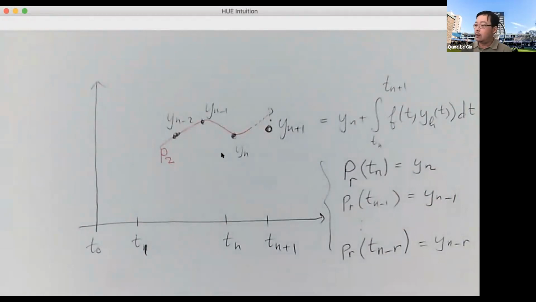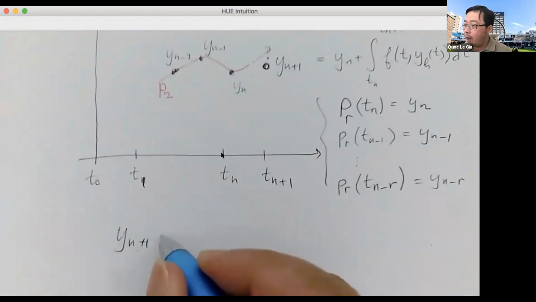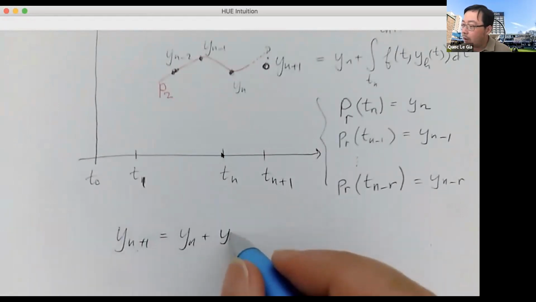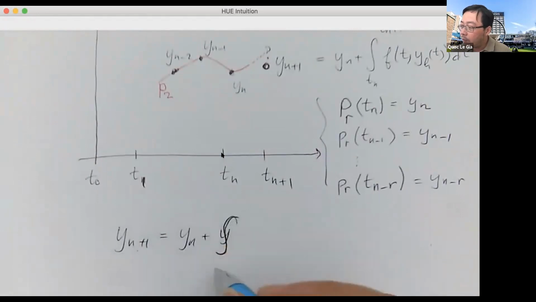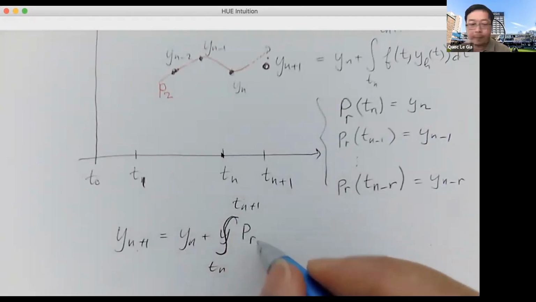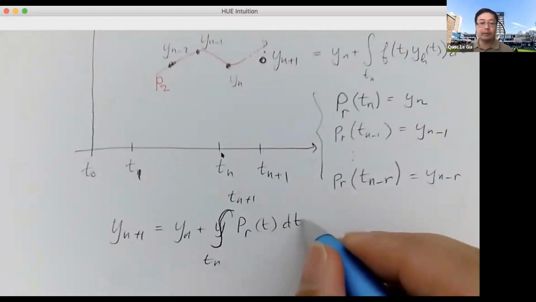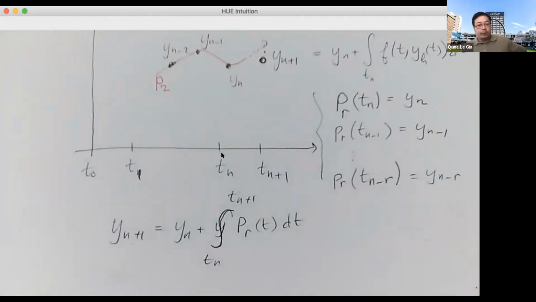Okay. So now my yn plus 1 will be defined to be yn plus the integral from Tn to Tn plus 1 of PR dt. Okay, so this will be my multi-step method. So now the whole point is, what is PR? The key point is, what is PR?